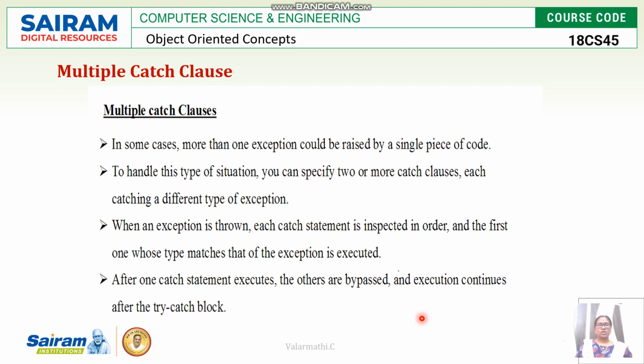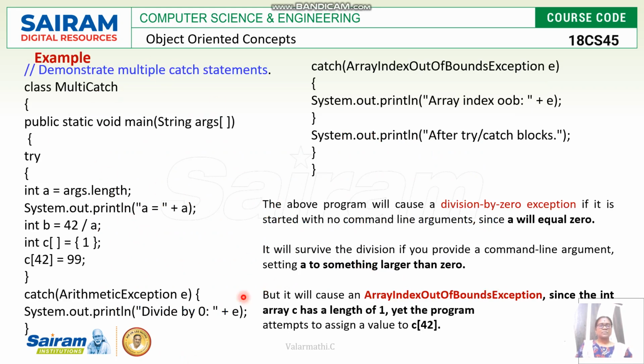Then multiple catch clauses. How can we write multiple catch clauses? In some cases, more than one exception can be raised. To handle that situation, we can write more than one catch clause with different object types and object names. When an exception is thrown, each catch statement is inspected in order, one by one. First, the first catch statement is checked, then the next catch statement is checked, and likewise it works accordingly.